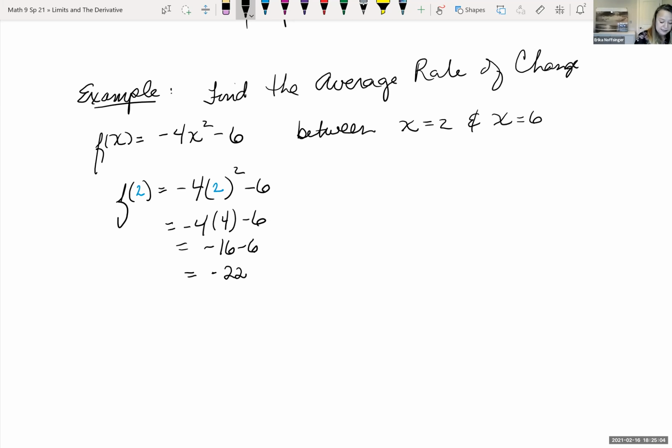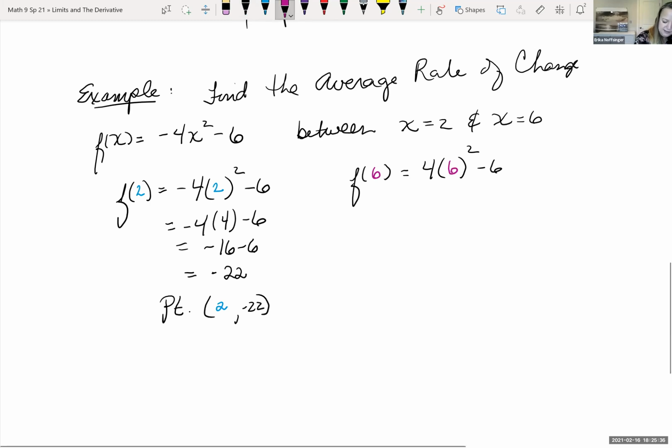So basically, this is a point at 2, negative 22. And so now we want to figure out what the point is when x is 6. So if we look at f of 6, plugging in 6 wherever we see an x in our equation, we have 4, see an x, so parentheses squared minus 6. Put 6 inside the parentheses and simplify.